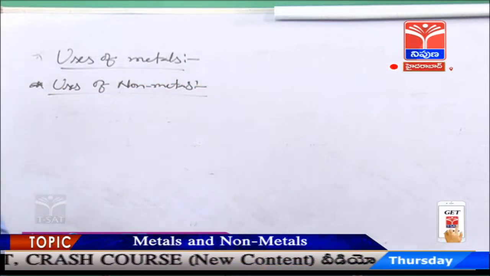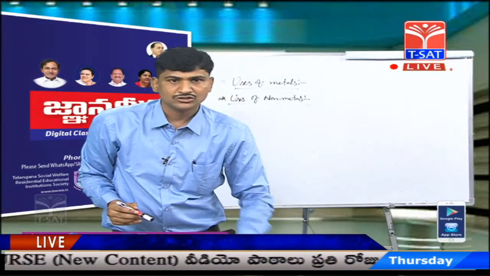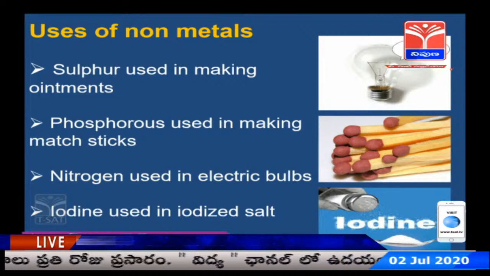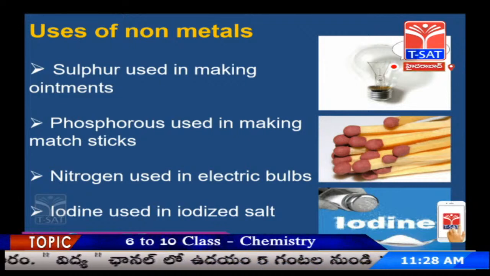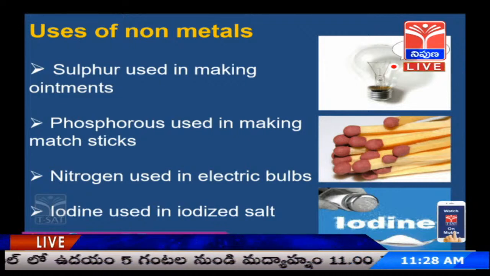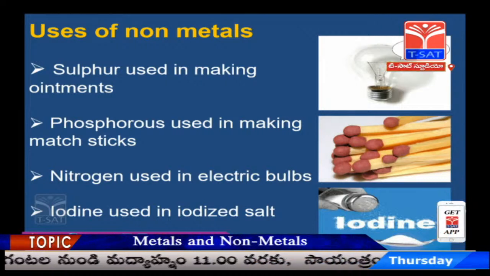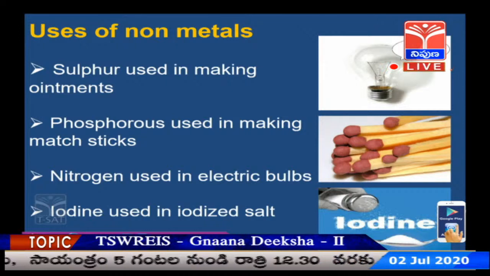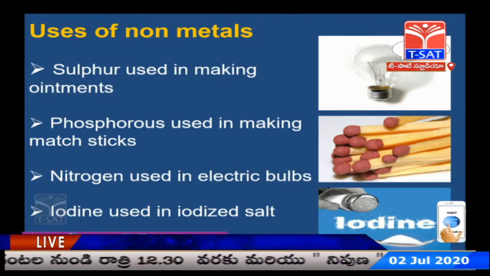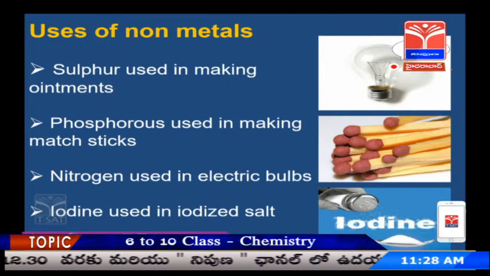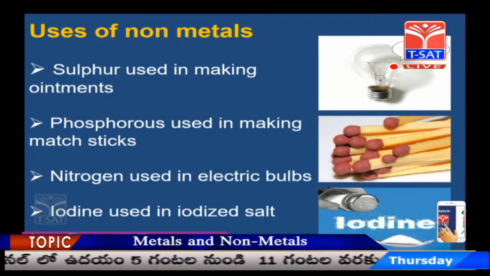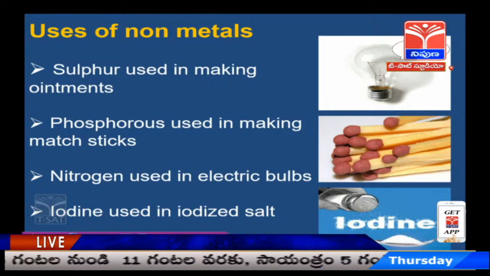Okay, children, for this also we have one slide. Sulfur is used in ointments, phosphorus is used in making matchsticks, and nitrogen is used in electric bulbs, children. Iodine is used in iodized salt, and iodine is also used in tincture iodine, which is iodine in alcohol, and chlorine is used in the chlorination process, which disinfects the water, right. Like this, children, we can discuss several uses of metals and non-metals.